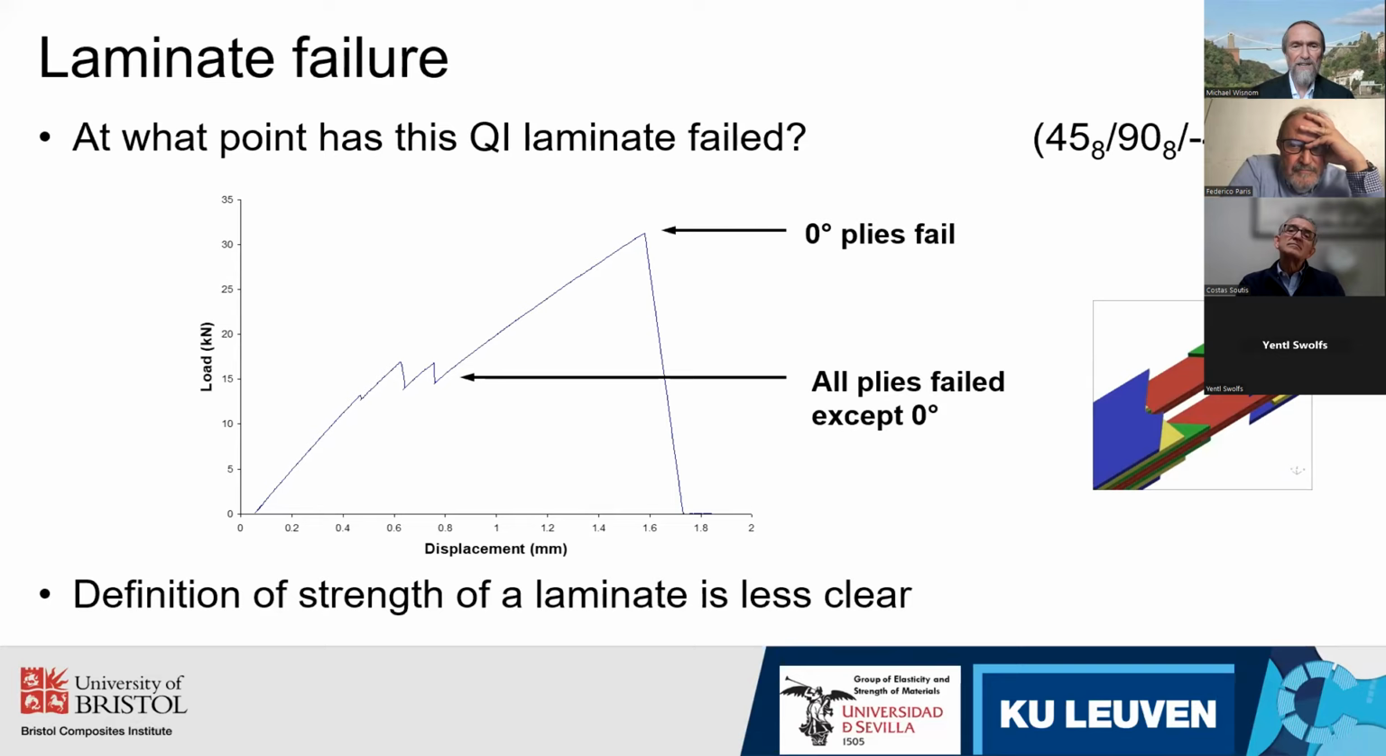And at that point, the specimen really looks like it's failed and like it's lost its integrity, but the zeros were still intact, still carrying load, and actually the specimen could be further loaded for quite a long way before the zero plies fail. So one argument could be you would still take the strength of that laminate as the absolute maximum, the same way we did for a UD composite when we proposed that definition. On the other hand, once you've had all those other plies fail and delaminate, the composite has lost its integrity. And if you loaded it in compression, for example, it wouldn't take very much load because most of the thickness is gone. So the definition of strength of a laminate is a bit less clear.